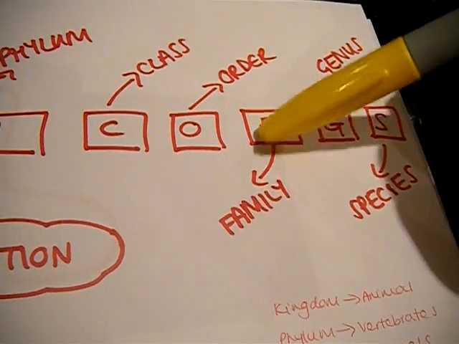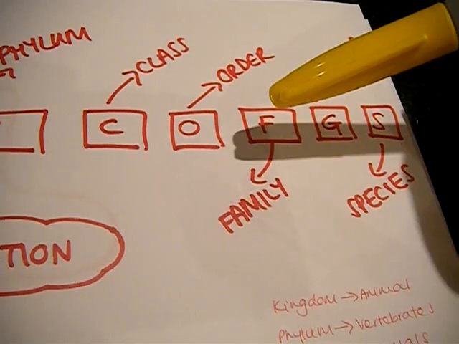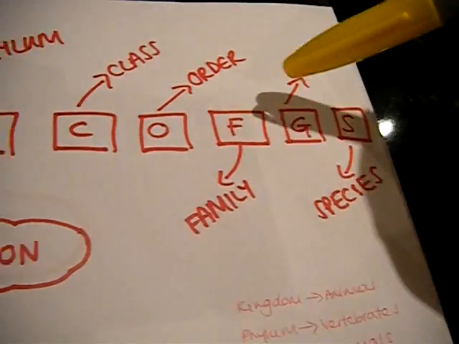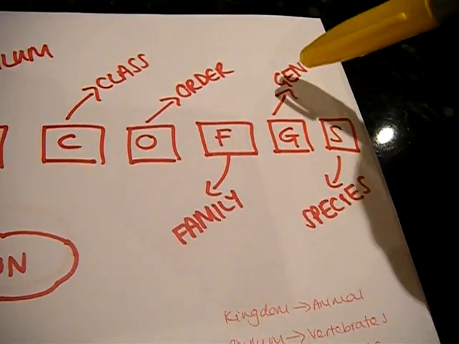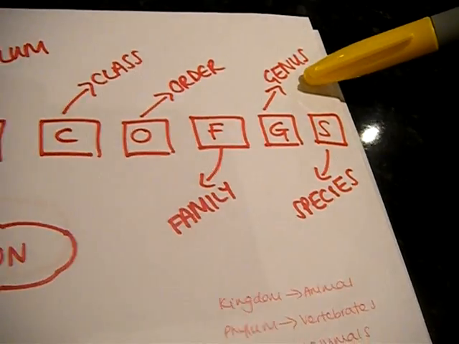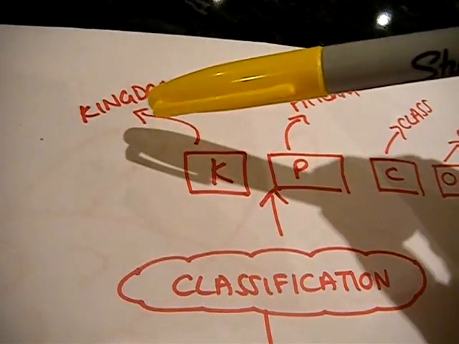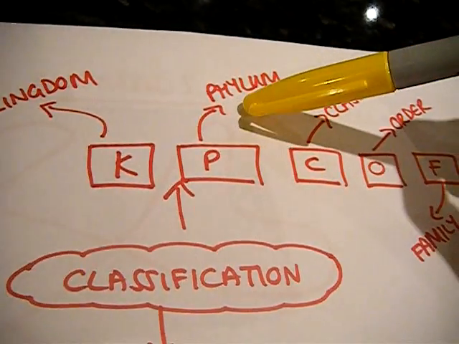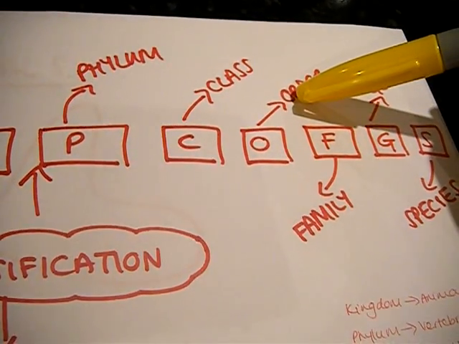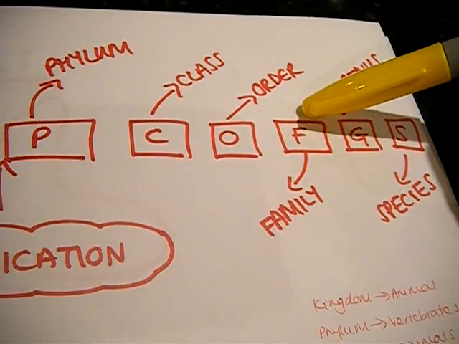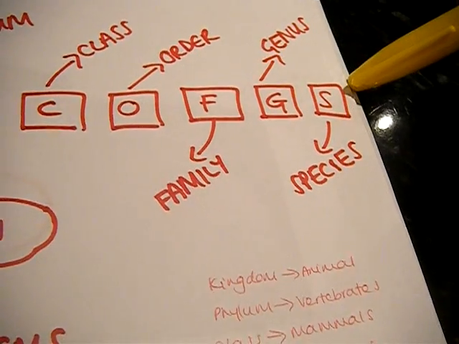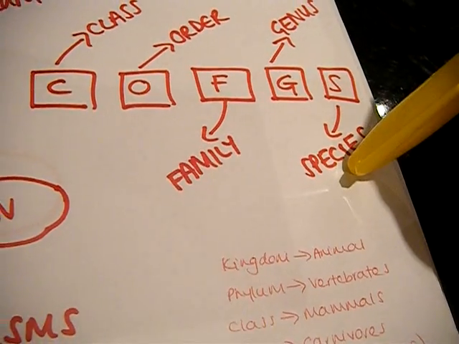Next step down, family. The family of my organism is feline, so it's a cat. Next step down from family is called genus. The genus of my organism is that it's a wild cat. So, animal kingdom, phylum is vertebrate, class is mammal, order is carnivore, family is feline, genus is wild cat, and finally the species in this case is a tiger.